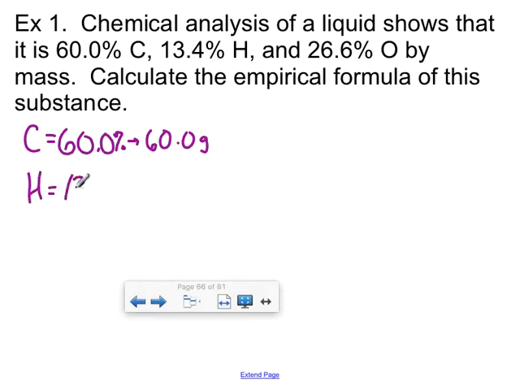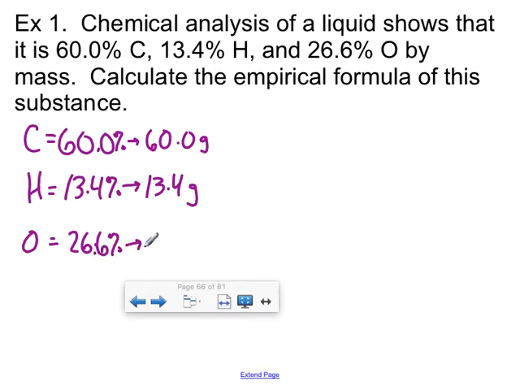And hydrogen, I have 13.4%. So I'm just going to assume I have 13.4 grams. And for oxygen, I have 26.6%. And I'm going to assume that I have 26.6 grams. Okay, sorry, that's a decimal there. Correct that 6. Okay, that's step number 1.